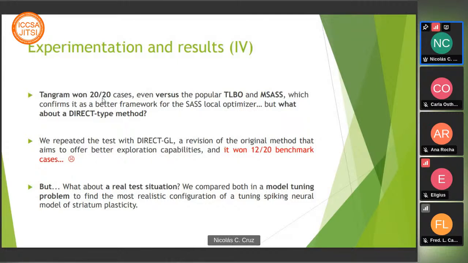DIRECT. Then we looked for a recent DIRECT implementation, version GL, and compared our method against it. In this case, DIRECT-GL won 12 of the times and Tangram only 8. So DIRECT performed better. To compensate this situation, we decided to try a real model tuning problem, a hard one.